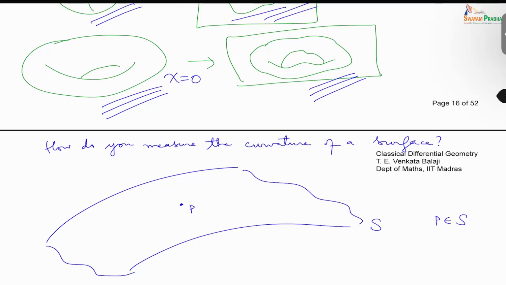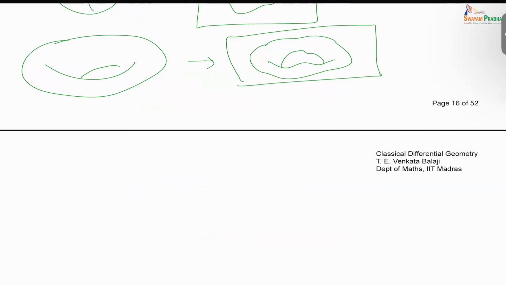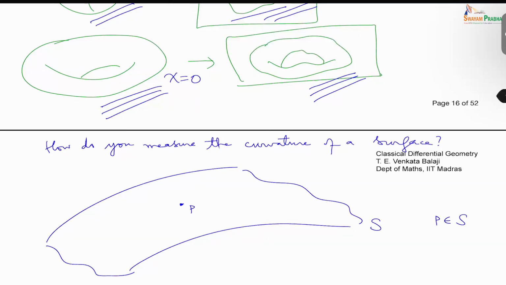Some interesting things are going on here. The idea is very simple: try to pass a curve through P and look at its curvature. So let's do that. I'll pass a curve like this, and I call it gamma. Gamma is a curve on S through the point P.